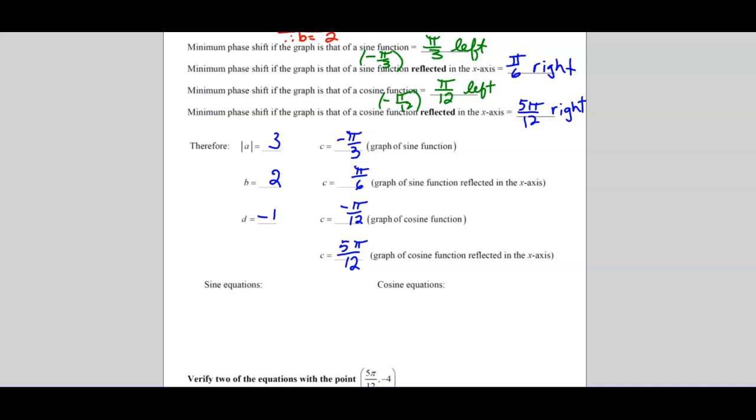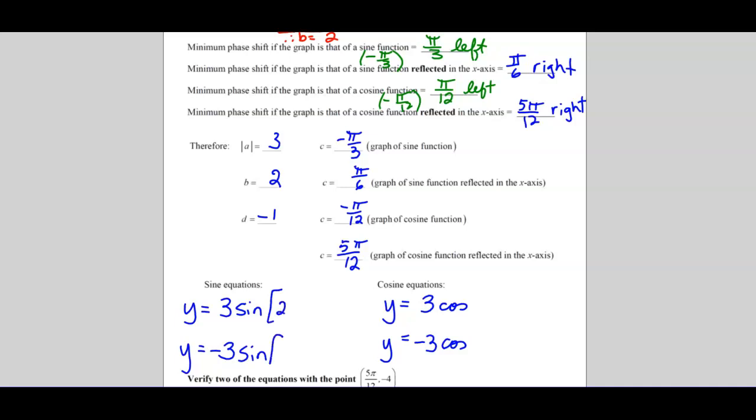So we want the sine equations. There's 2 of them. Cosine equations, there's 2. Okay, the first sine was with a positive A. The second is a reflected, so negative. Same with cosine, positive and negative. So these are sine, these are cosine. Okay, B value is 2 for all of them.